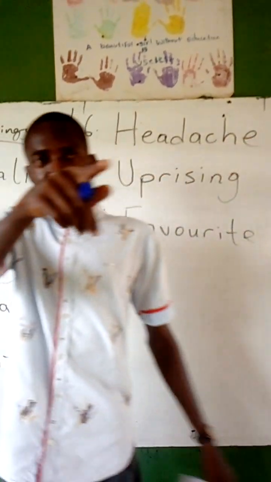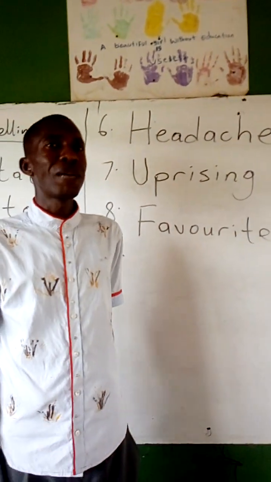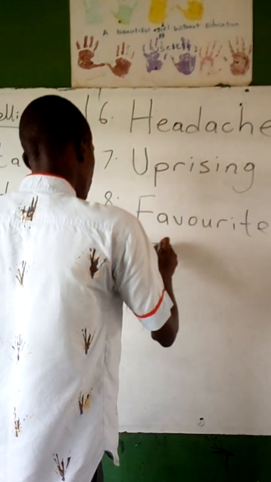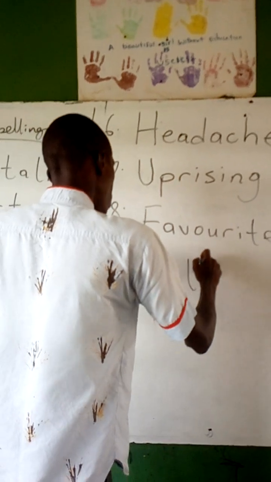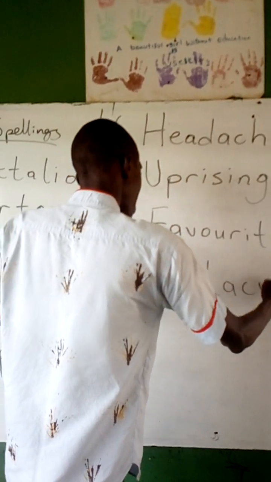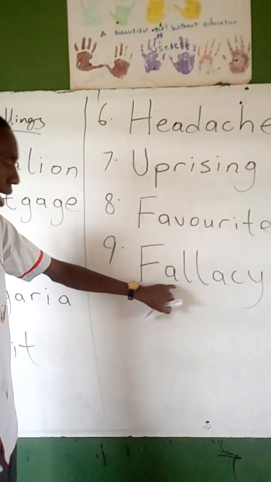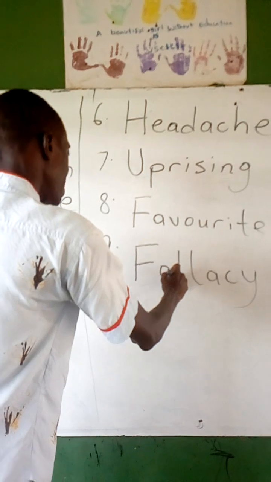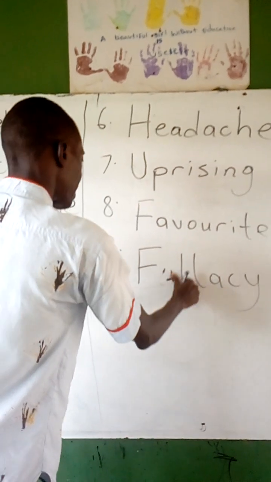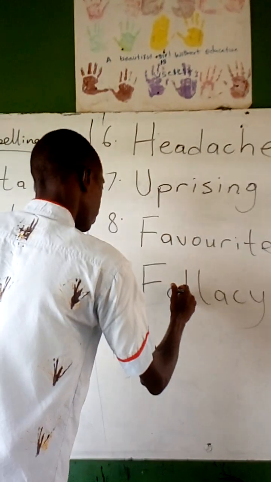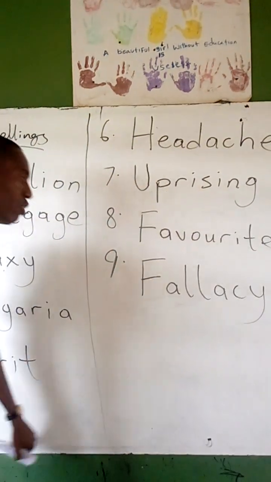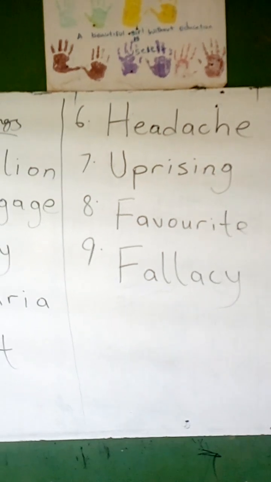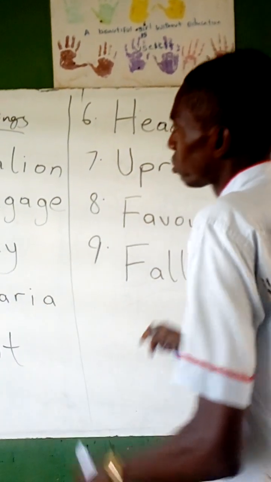Now, the last one I'm introducing to you is fallacy. Hello. Spell fallacy. You are wrong. Fallacy is F-A-L-L-A-C-Y. Fallacy. This is letter A. Let me write it well. F-A-L-L-A-C-Y. Fallacy.